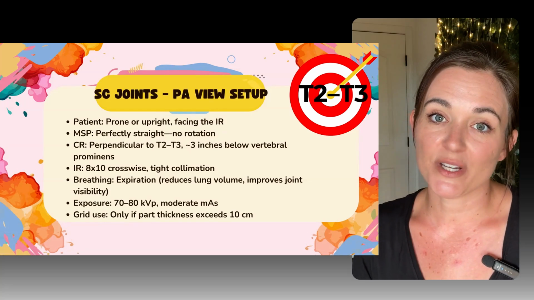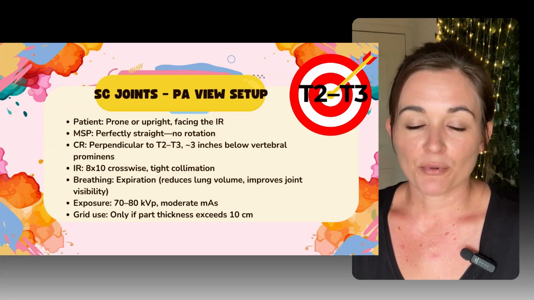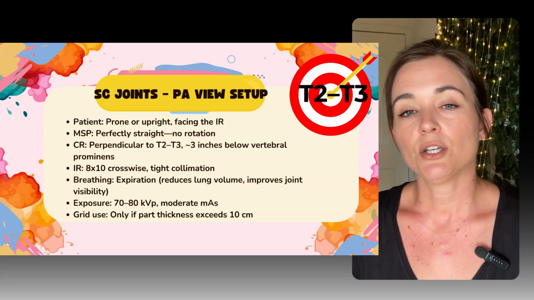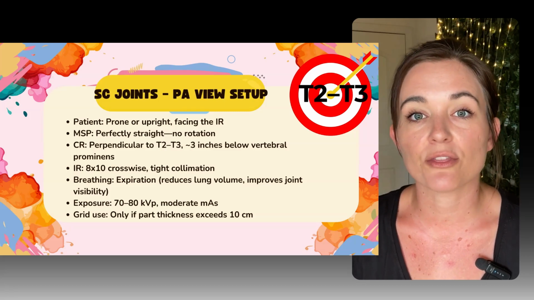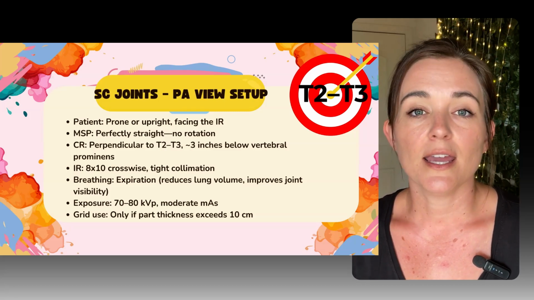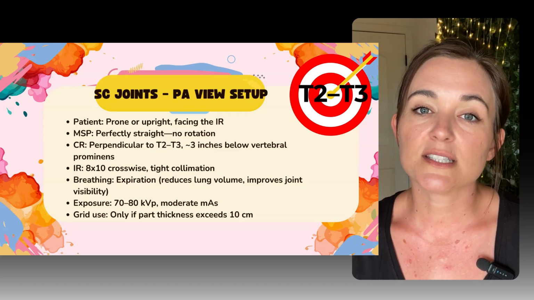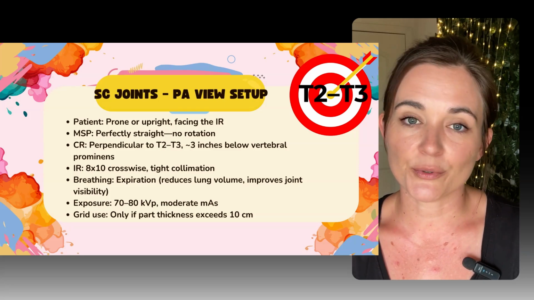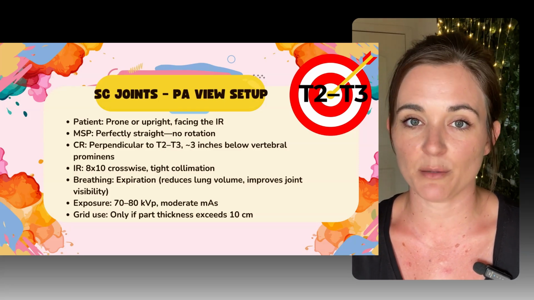Now, on to SC joints. First up is the PA view. Your patient is prone or upright and facing the IR. The MSP is aligned straight. No rotation. The CR is perpendicular to T2, T3, which is about 3 inches below the vertebral prominence. Collimate tightly side to side. Expose on expiration to bring the joints closer together. Use 70 to 80 kVp, moderate mAs, and there's no grid required unless the part thickness exceeds 10 centimeters.